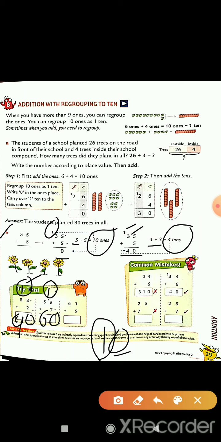Next, 61 plus 9. So at the place of ones, 1 and 9 are there. Add them. 1 plus 9 is again 10. So 0 at the place of ones and 1 is carried forward to the tens column. So 6 plus 1 is equal to 7. So our answer is 70. Remember, students, don't forget to add the 1 which we carry to the tens column. Got it, students?